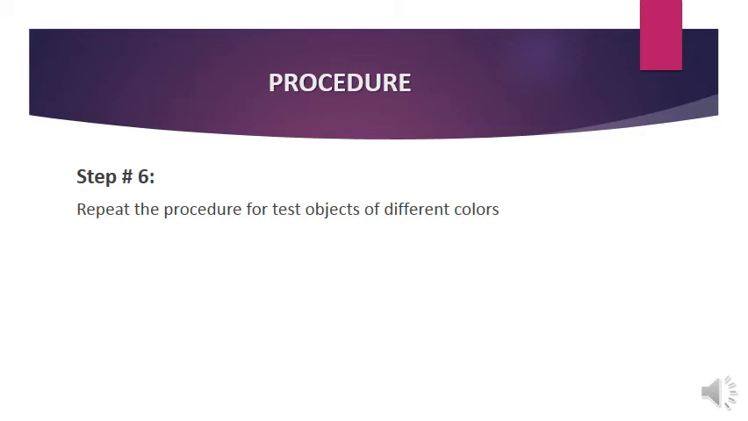Step number 6 is that we will repeat the procedure for test objects of different colors. The subject must correctly identify the color and not just the object movement before taking the reading, and we will randomly mix the colors so that the subject can't memorize any particular sequence.